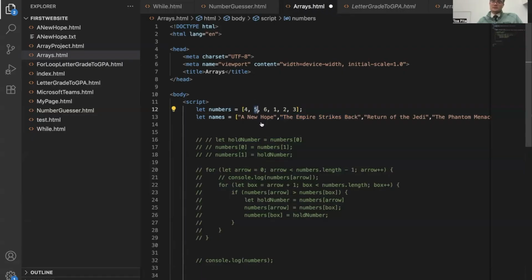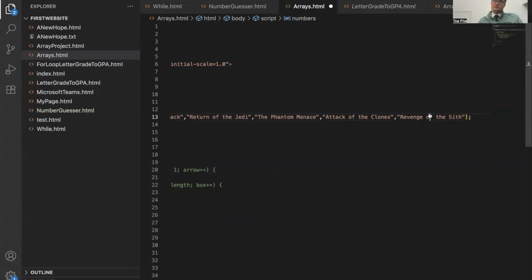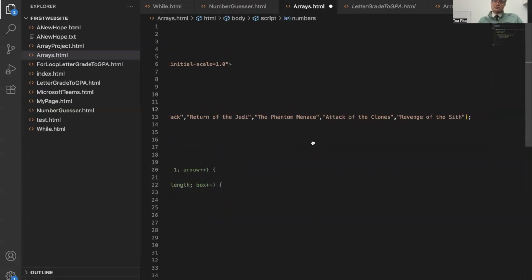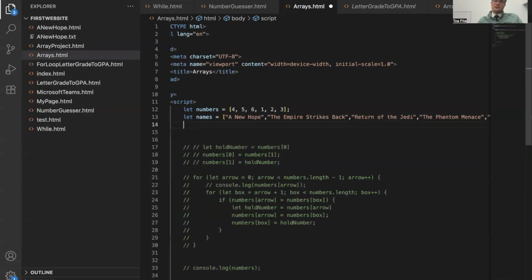So, in other words, because the positions of the arrays line up, you can use the positioning, where it sits in the array, to figure out extra information about it. So now I know that if I go to the last position, Revenge of the Sith, the last position of the names array is going to correspond with the last position of the numbers array, meaning 3 corresponds with Revenge of the Sith. And we could keep storing additional information this way.